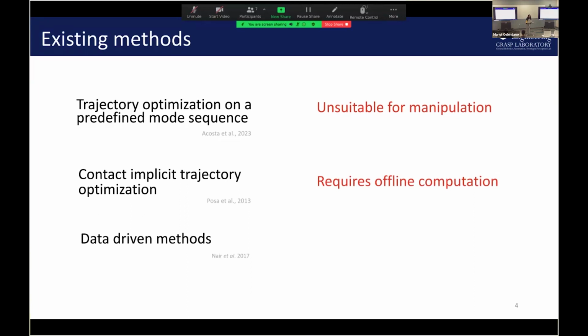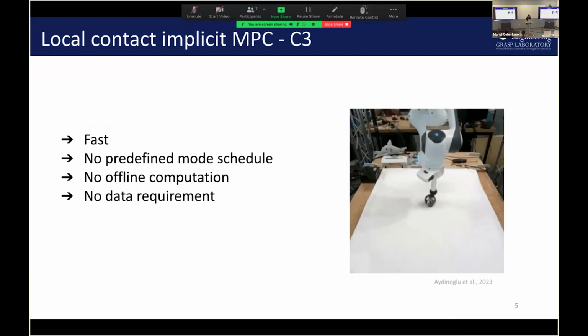Other existing methods are data-driven methods, but all of these clearly require data and require training. And so we want a controller that's able to perform manipulation in a fast way, without predefined mode schedules, without offline computation, and without a data requirement. And we know of another controller that actually came out of the same lab that I'm working in, called C3, and it's able to do all of these things. Let's take a look at how it does.